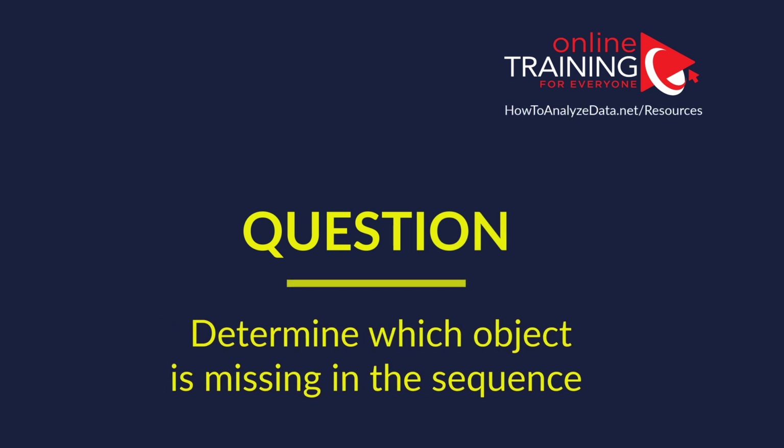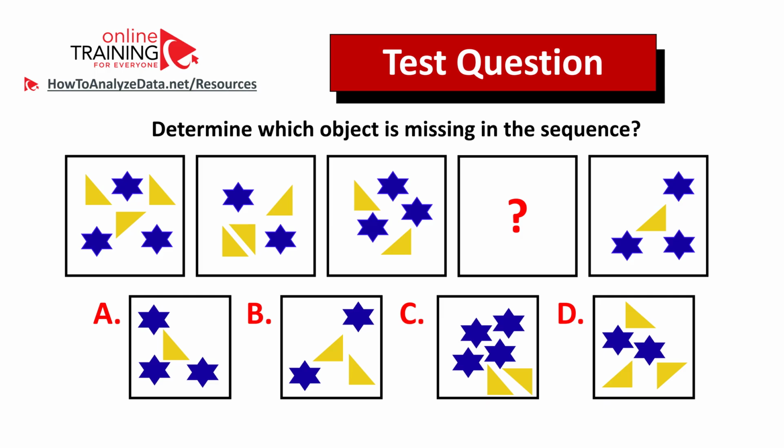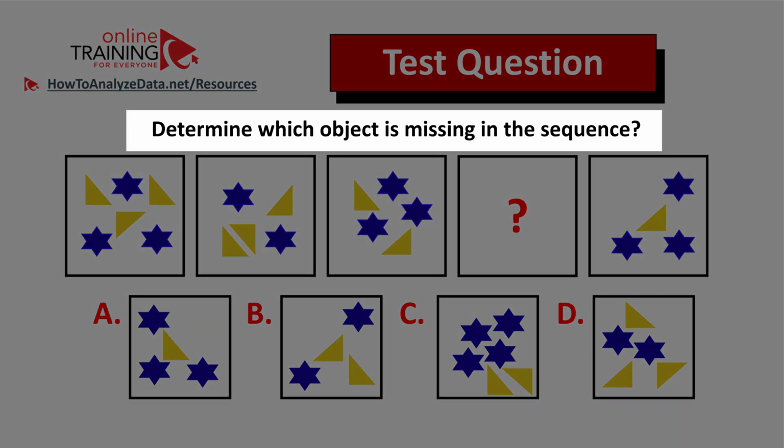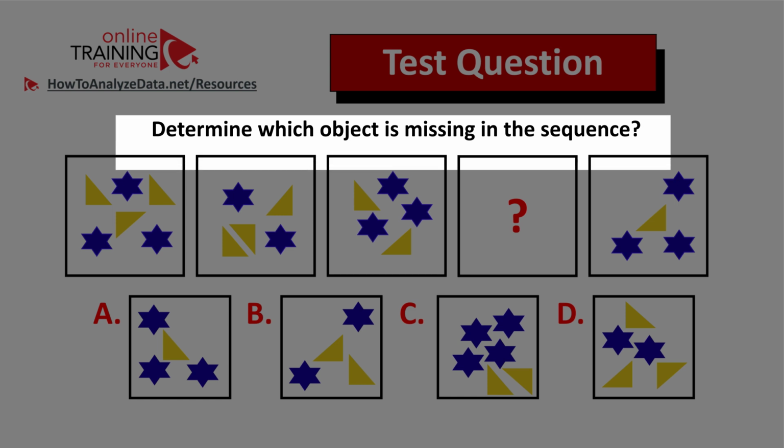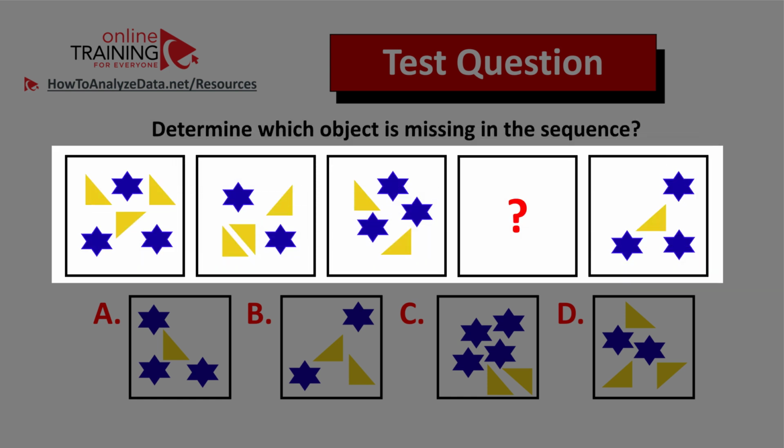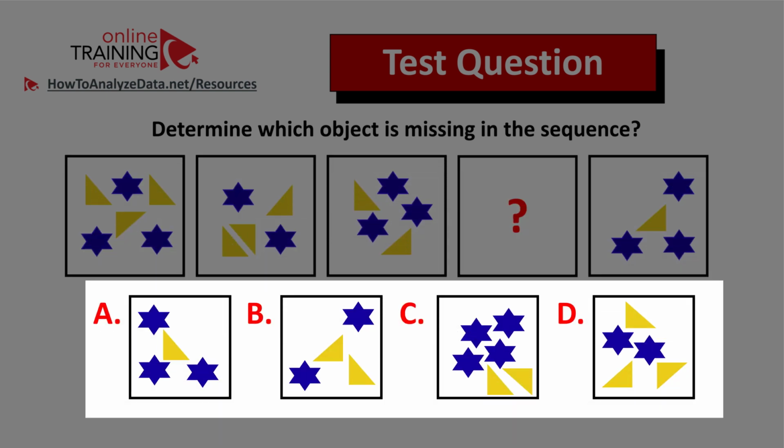Some of you might find this question tricky, but regardless of whether you can solve it or not on your own, you will be excited to learn the solution to this real-life assessment test question. Here's the question. Determine which object is missing in the sequence. And you're presented with the sequence of 5 objects, and object number 4 is missing. You also have 4 different choices to choose from for the missing object.